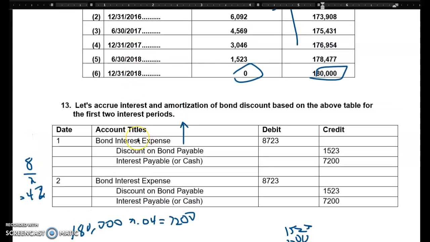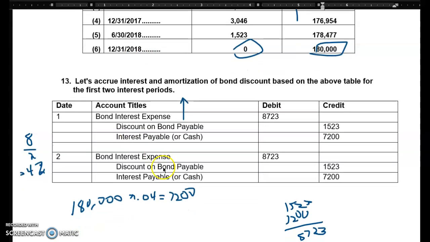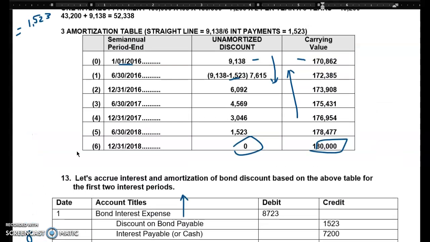I said the first 2 periods, right? Interestingly enough, it's the same entry because this is a straight line. If this was the effective interest method, it'd be a little different, but because the discount is being amortized on a straight line, the journal entries are the same. So if you got 1 right, then 2 will be the same for the same reasons. All right.